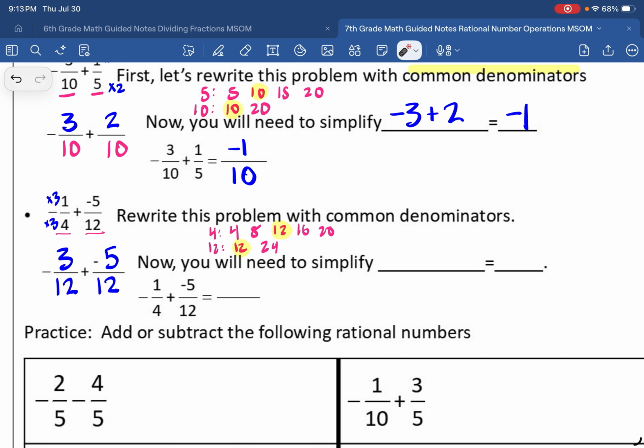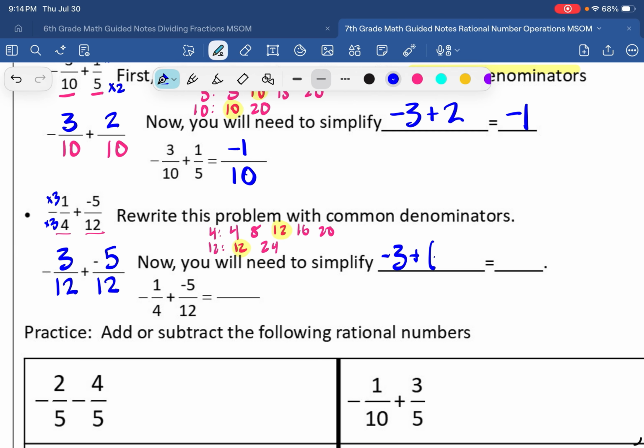So my numerators now say -3 plus -5. -3 plus -5 equals -8. So I'm going to write that in my numerator, and then my denominator is 12. So it says -8/12. Now I can simplify that because I can divide both of those numbers by 4. -8 divided by 4 is -2, and 12 divided by 4 is 3. So that simplifies to -2/3.